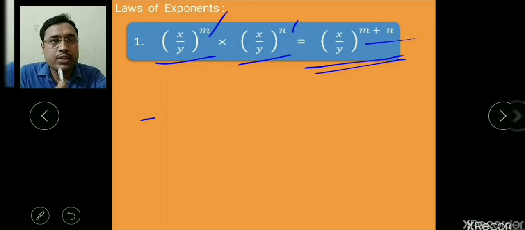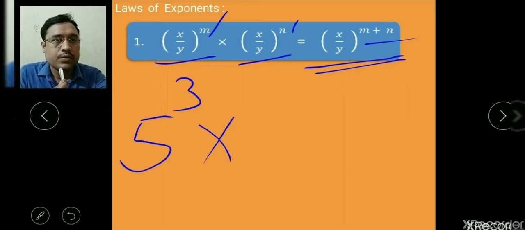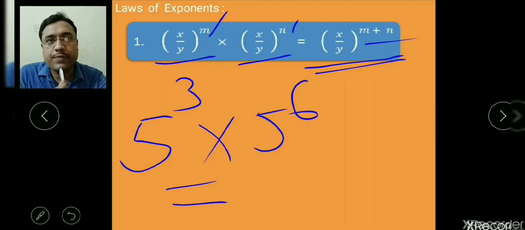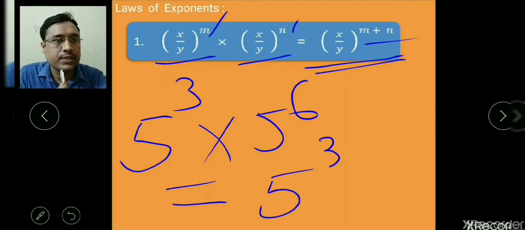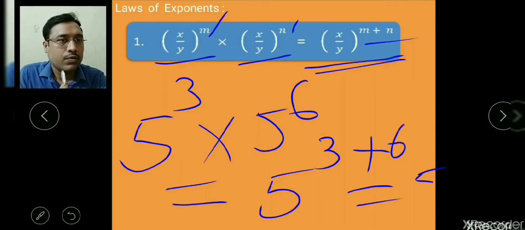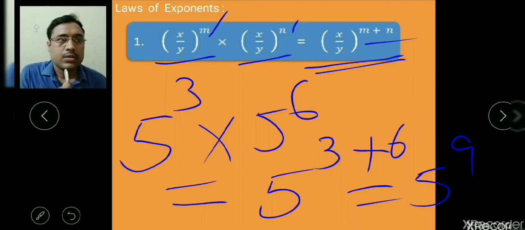Suppose that you are doing 5 to the power 3 into 5 to the power 6. Then because 5 is the common base, you will write 5 to the power 3 plus 6. So that will be equal to 5 to the power 9. Okay, 3 plus 6 is 9. That will give the result 5 to the power 9.